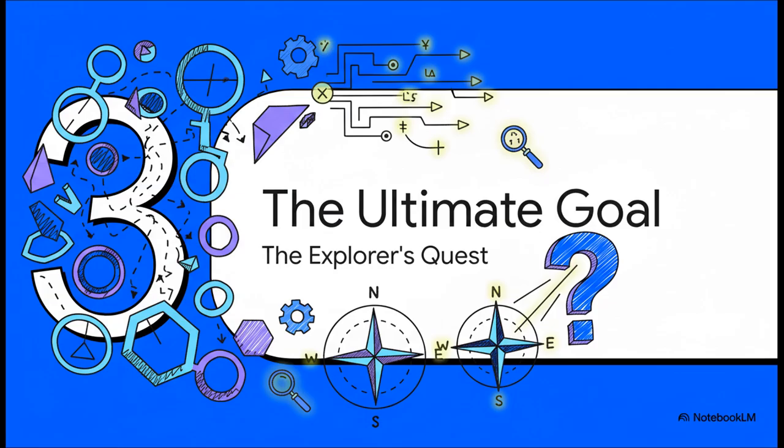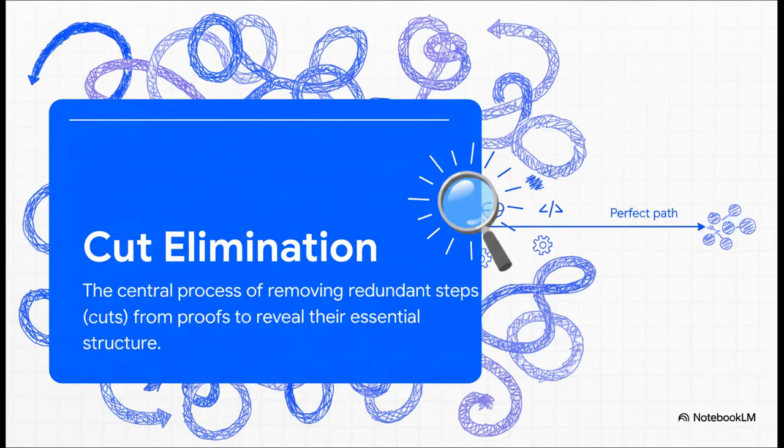So we've seen these intricate maps for possible worlds, we've seen these complex resource management systems, but what's the ultimate goal here? What are these logical explorers really searching for on these strange and complex journeys? The ultimate prize really is elegance and clarity, and it's achieved through a process called cut elimination. Now, a cut is basically a detour in your proof, a lemma, a roundabout step. Cut elimination is the art of removing every single one of those detours until you're left with the most direct, beautiful, and essential argument possible. It's all about finding that perfect, elegant path.